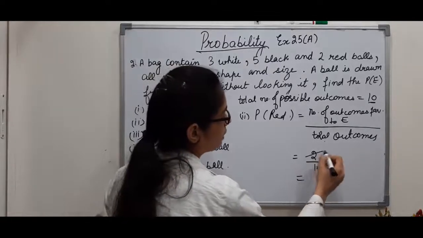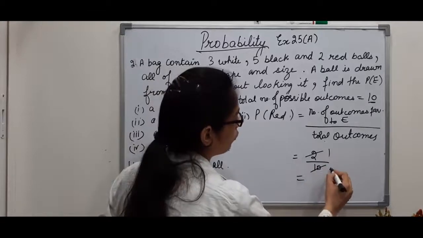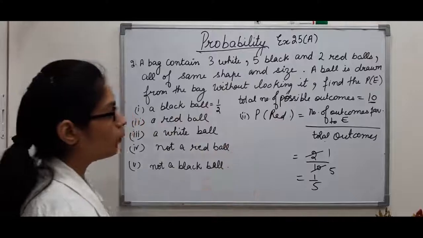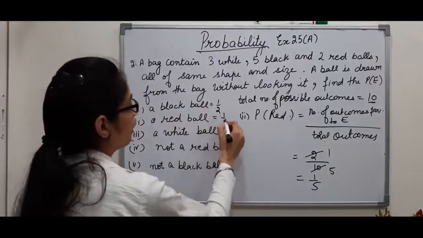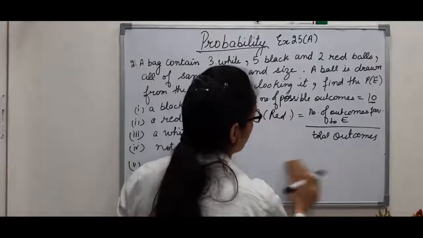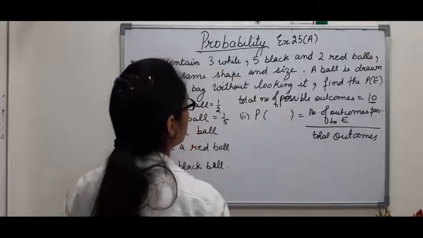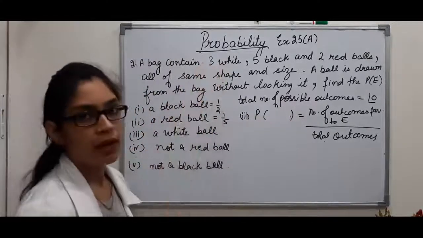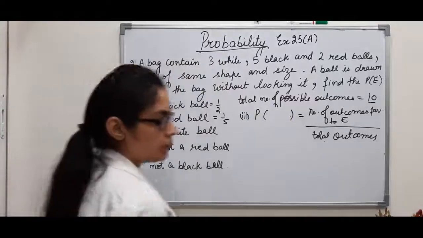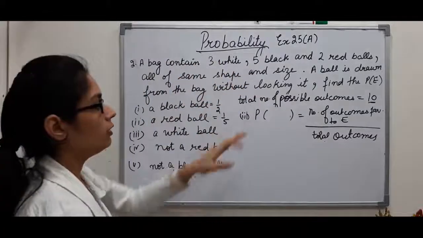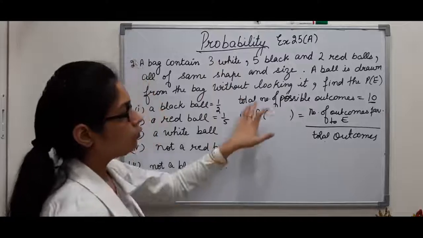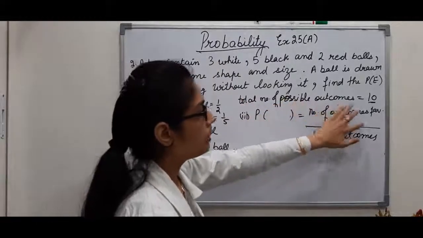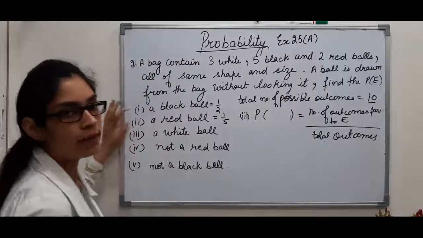Further I will do cancellation. 2 into 1 is 2, 2 into 5 is 10. So the probability of drawing a red ball will be 1 by 5. Now we will do the third part. The questions are very simple. You don't have to do any hard calculations. Everything is given. You just have to locate your total number of possible outcomes, and these things are already given to you.